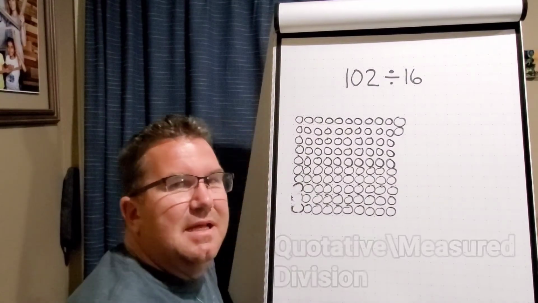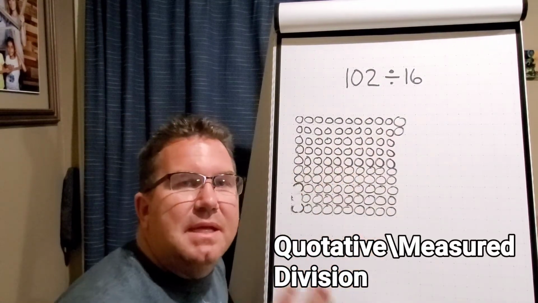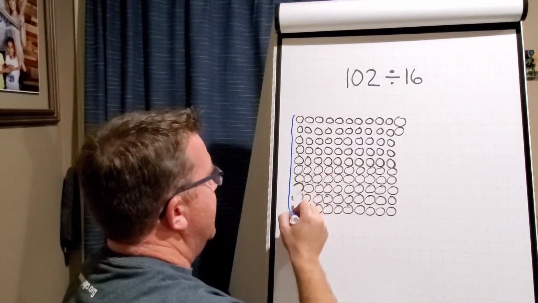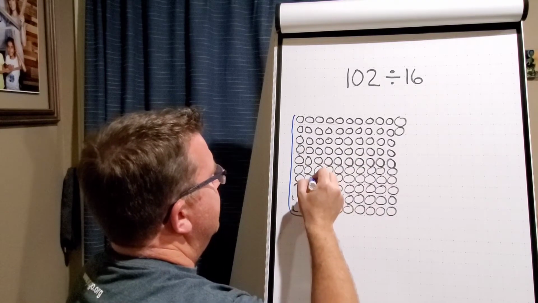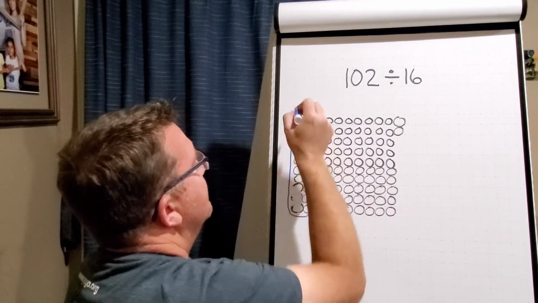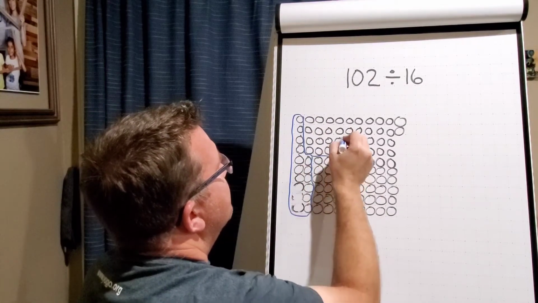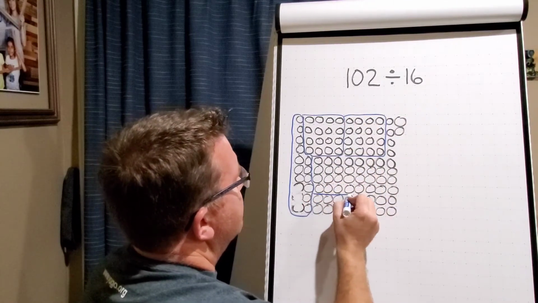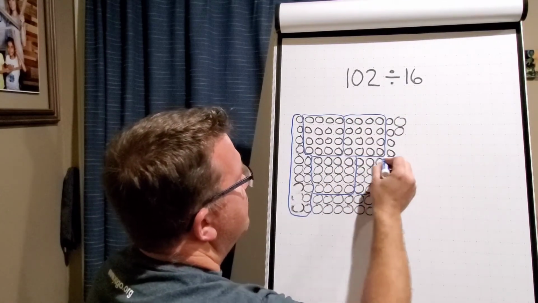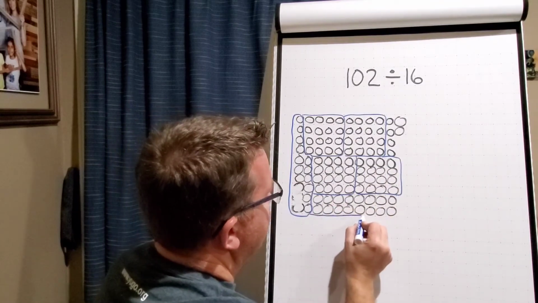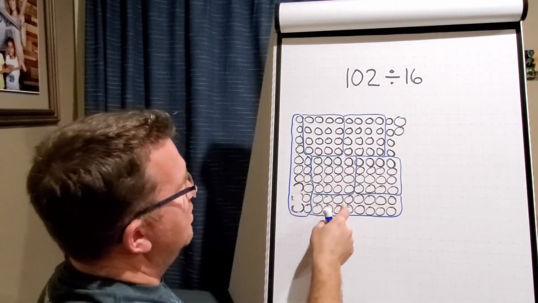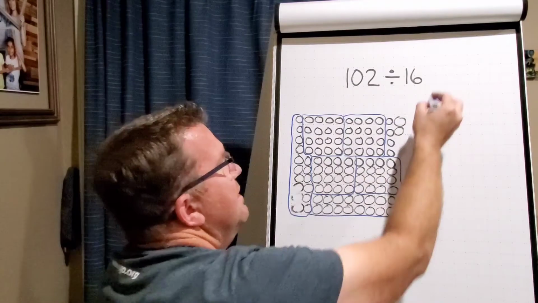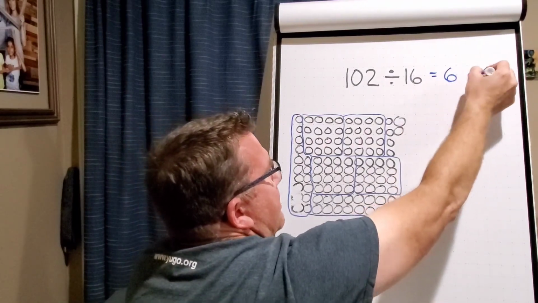This is the second way. I have 102 things. How many groups of 16 can I make? So I have, there's 10, 11, 12, 13, 14, 15, 16. There's one group of 16. There's a group of 16. Here's a group of 16. Here's a group of 16. Here is a group of 16. 1, 2, 3, 4, 5, 6, 7, 8. There's a group of 16. I have 1, 2, 3, 4, 5, 6 groups of 16 and 6 left over. So again, I got 6 with a remainder of 6.